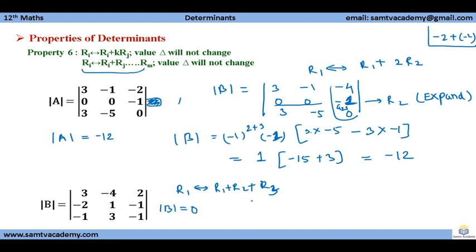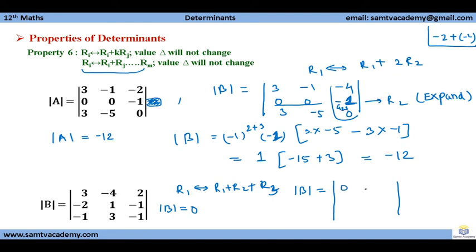Now, by using this property, I am going to solve. So what will be the determinant if we are using this property? If we are adding all these 3 and replacing it with R1, then it will be 3 plus 2 minus 2 minus 1, so it will give 0 here.